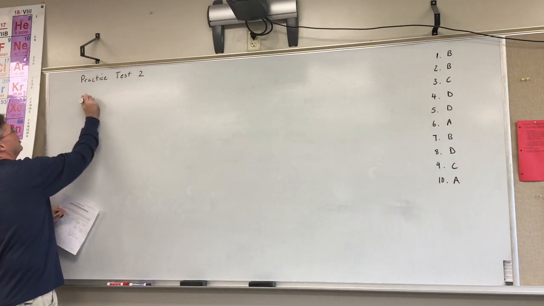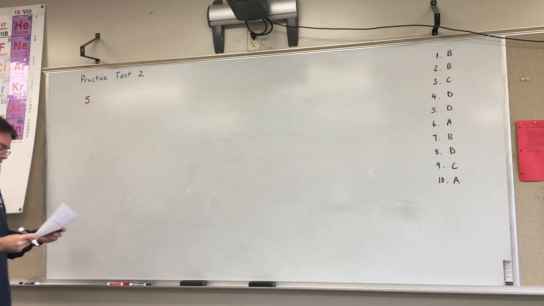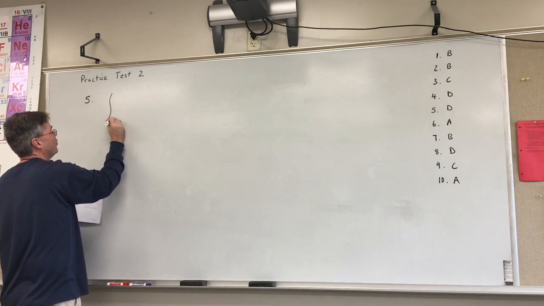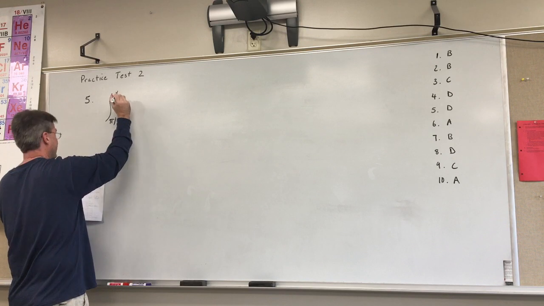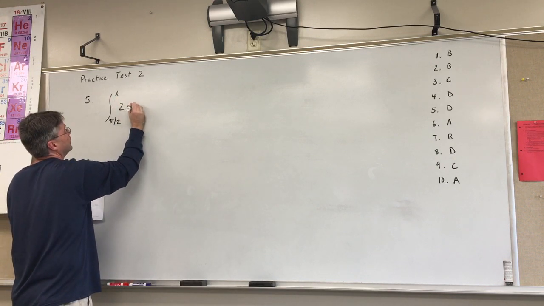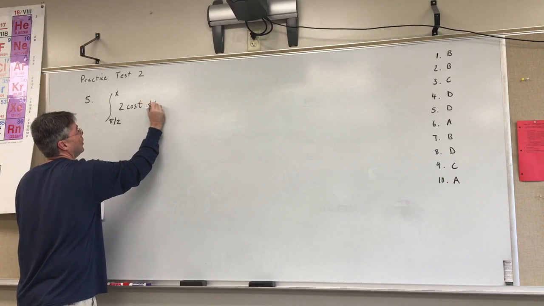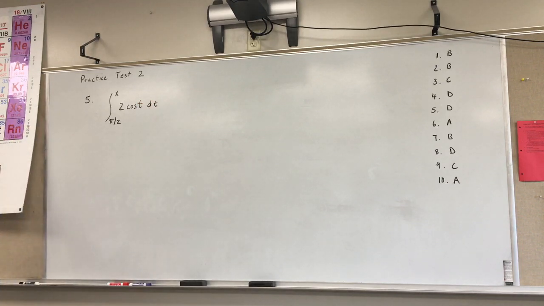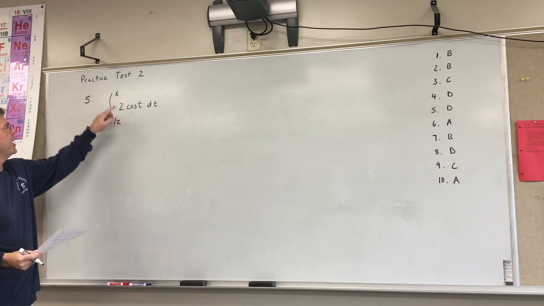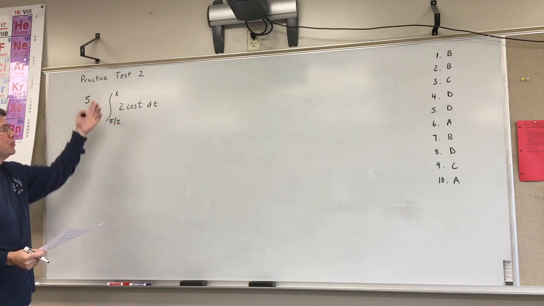Okay, let's look at number 5. Number 5, we want to integrate from pi over 2 to x of 2 cosine t dt. All right, well, don't worry about the x there at the top. We're just going to plug x in.